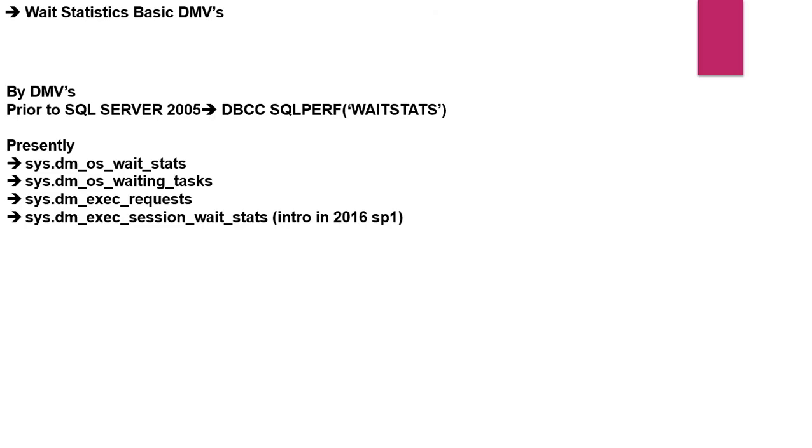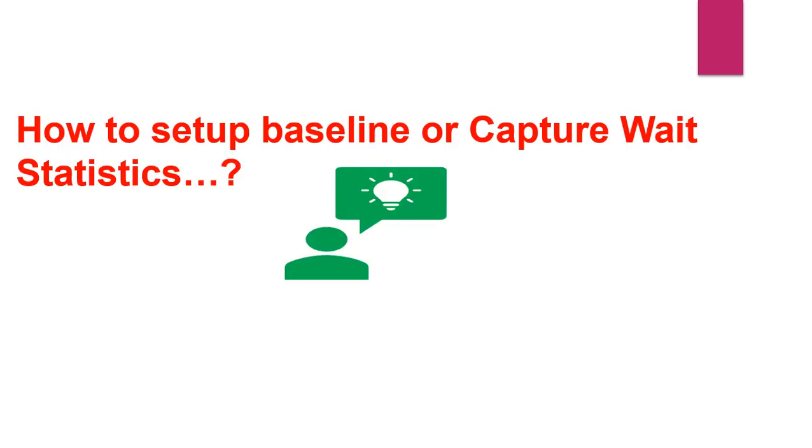We all know the basic DMVs for wait statistics presently: sys.dm_os_wait_stats, sys.dm_os_waiting_tasks, sys.dm_exec_requests, and the latest, introduced in 2016, sys.dm_exec_session_wait_stats. We already discussed these DMVs in a previous video. Let's go ahead and proceed further. How to set up a baseline and capture wait statistics.